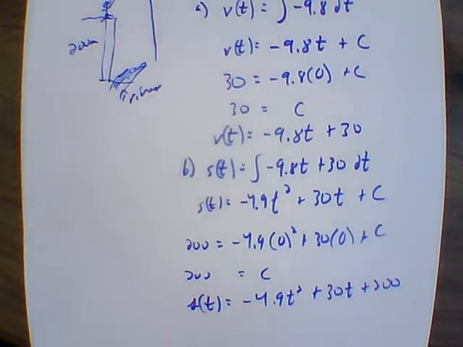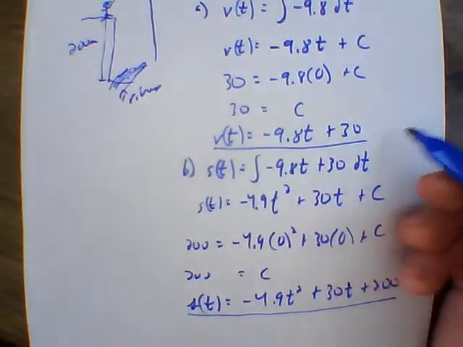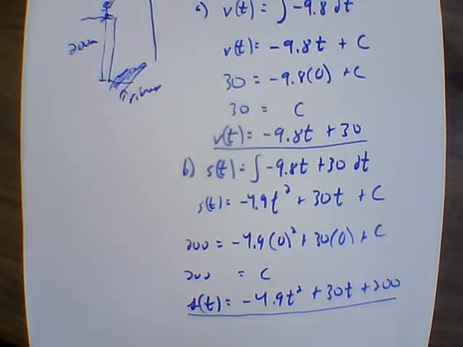So we have our standard position. So here's our standard position formula. Here is our velocity formula. Now in part C it says find the time when the object reaches its highest point, and then what is that height. Okay, so to figure out when it reaches its highest point is basically when that velocity is changing from a positive to a negative.